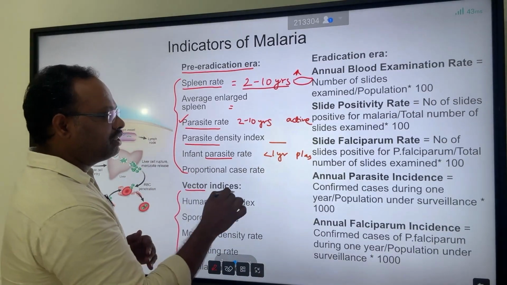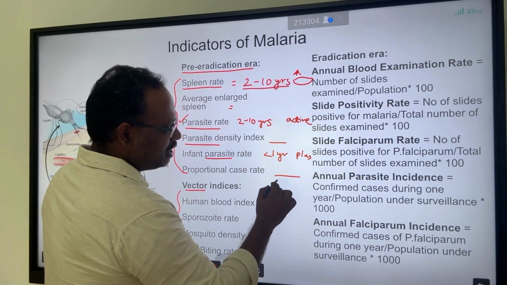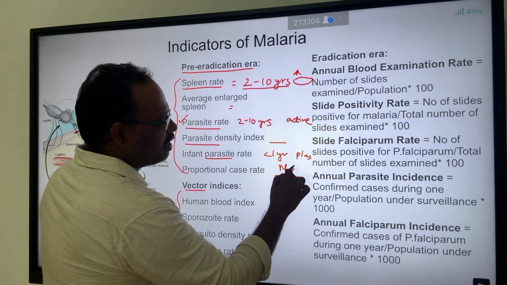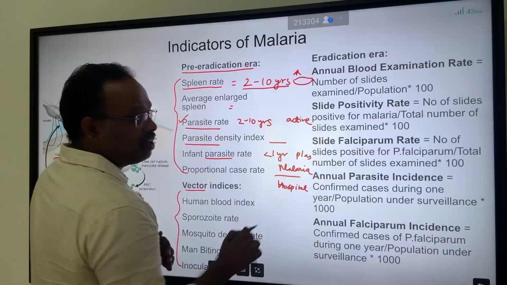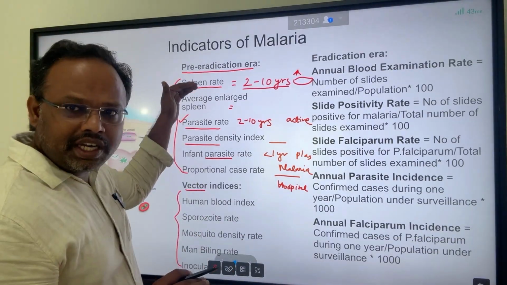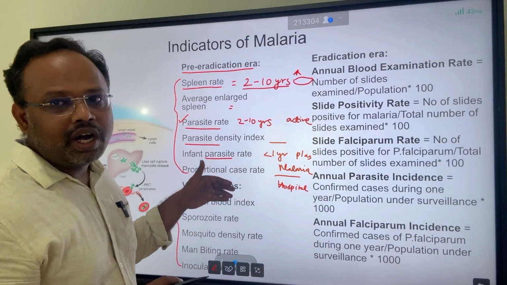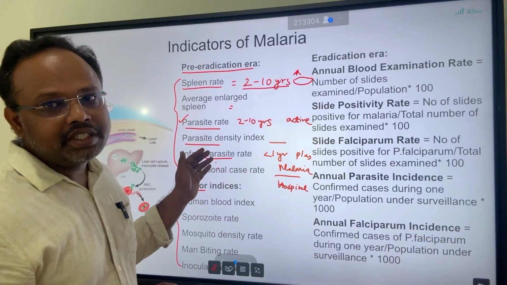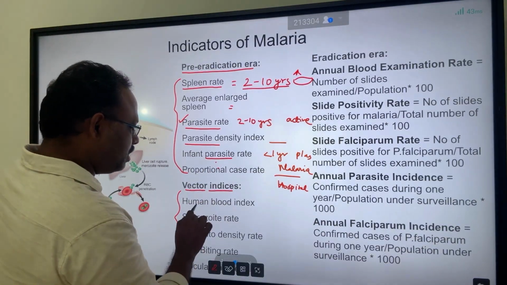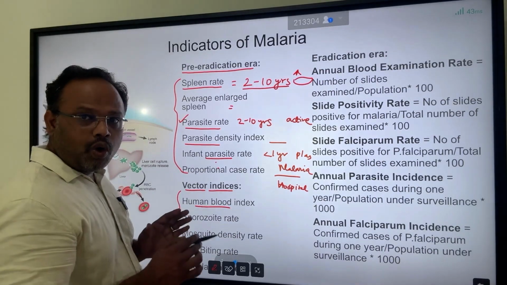And proportional case rate is, out of the total cases admitted in hospital, how many are due to malaria. That is a crude indicator which was used earlier for identifying the burden of malarial disease. So these were indicators which are not of use right now, and the chance of these indicators in exams is also very low. And we have vector indicators such as human blood index.